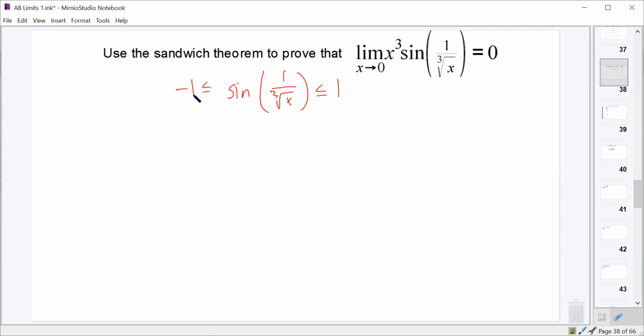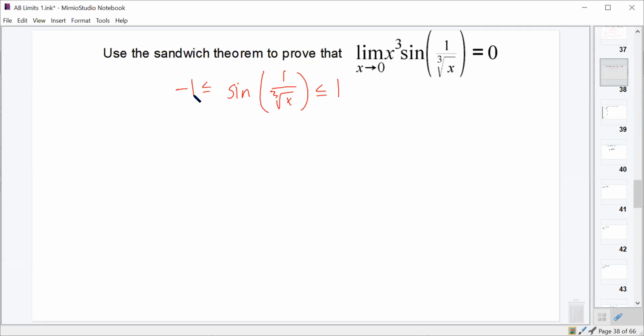True. Okay. But now, what do I need to multiply each piece of that by? X to the third. Yeah, x to the 3rd, x cubed. And what's the problem with doing that? The limits are different, right? Say that again?